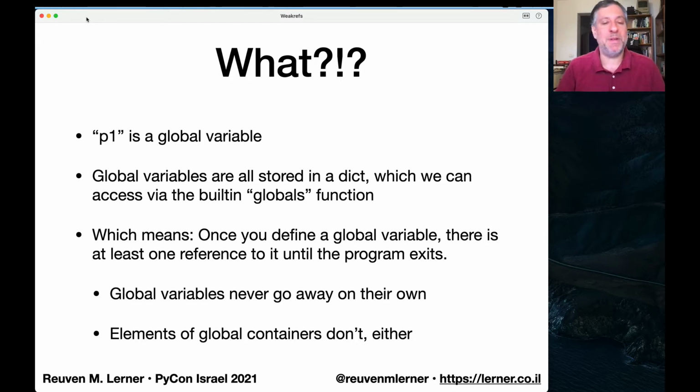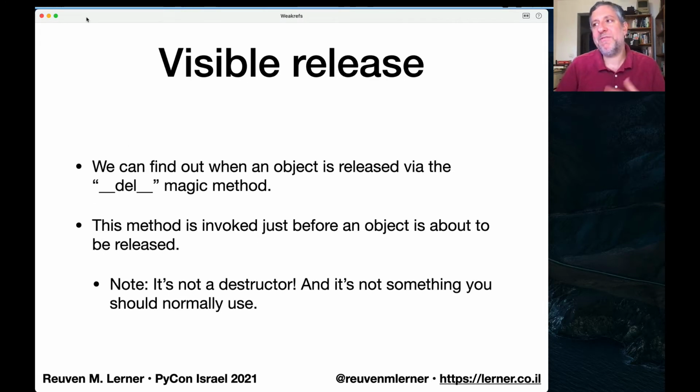And if you have an element of something that's in a global container, like a global list, then elements of that list don't go away either. Okay, well, assuming that an object is released, is deleted, we can find out when that happens with the dunder-del magic method. This method is invoked just before an object is about to be released, when it's going through garbage collection.